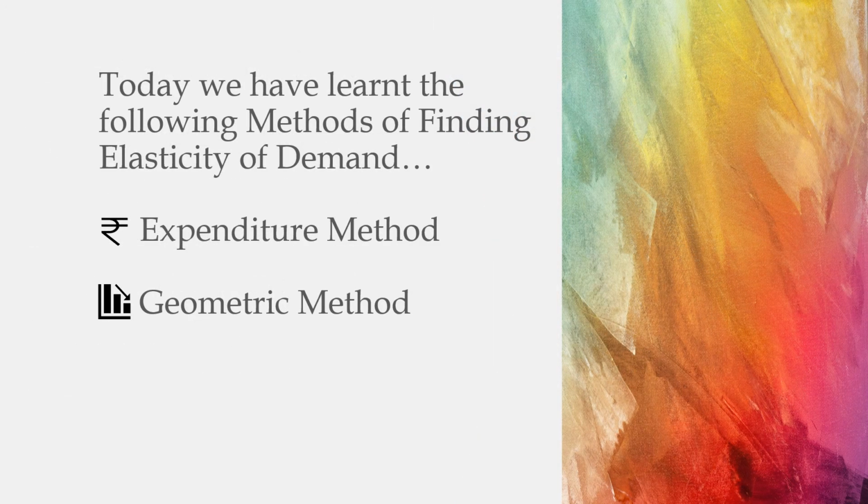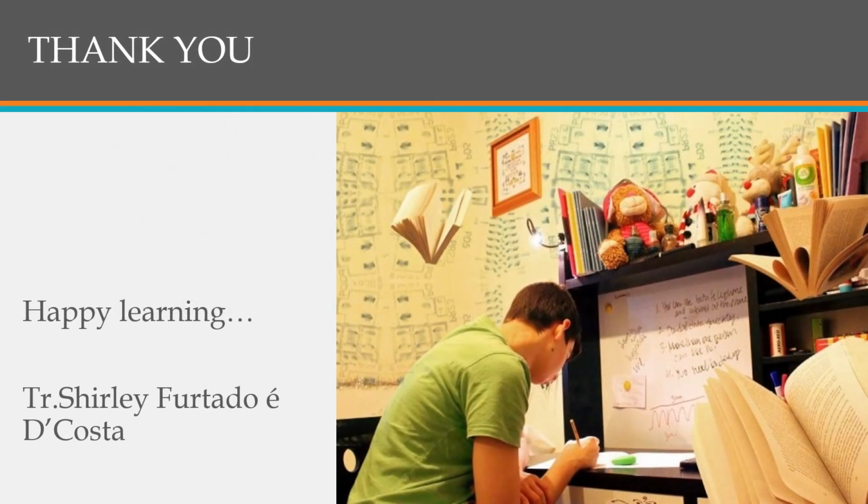So students, today we have learned the following methods of finding elasticity of demand. That is the expenditure method and the geometric method. Previously we learned the percentage method of calculating elasticity of demand. With this learning module, we have come to the end of the chapter Elasticity of Demand. In the previous lesson, we learned about the percentage method. Today, we learned about the expenditure method and the geometric method of finding elasticity of demand.